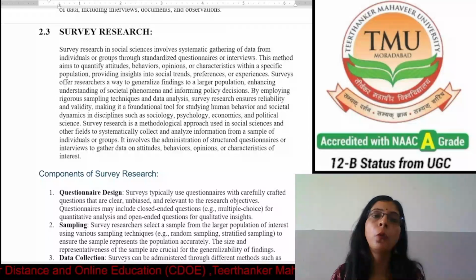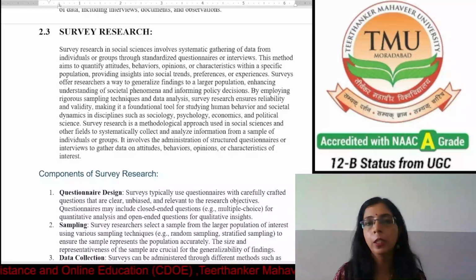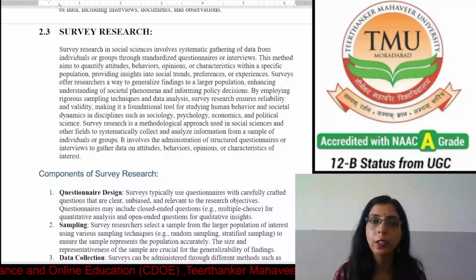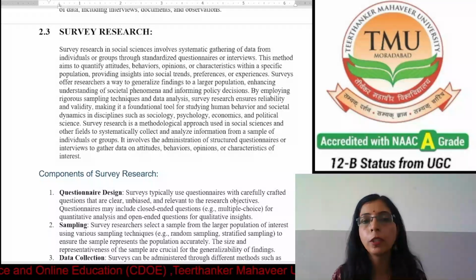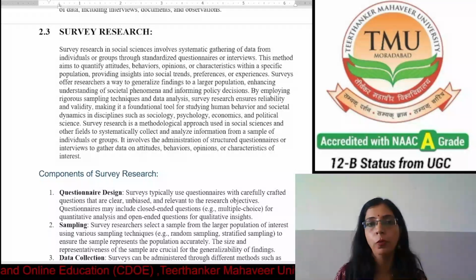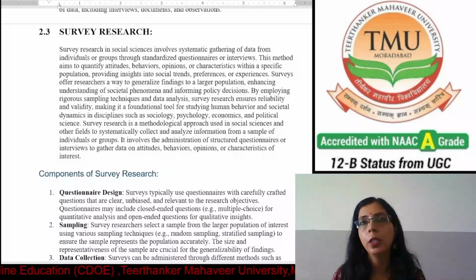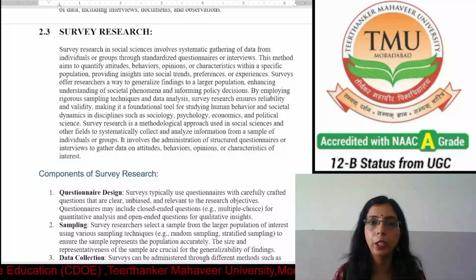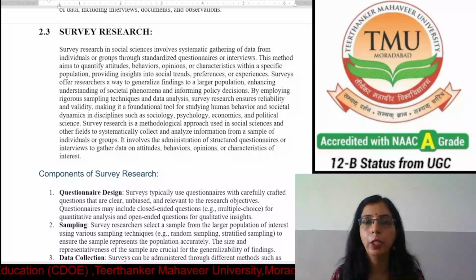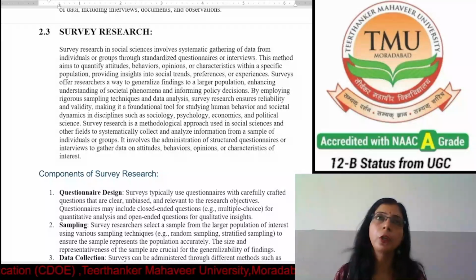What do you want to know? Why are you going to conduct this study? So what is the purpose of your survey? What do you want to know? Number two, target population. It should be clearly defined who you want to cover in your population, the target population from which you will draw your sample.